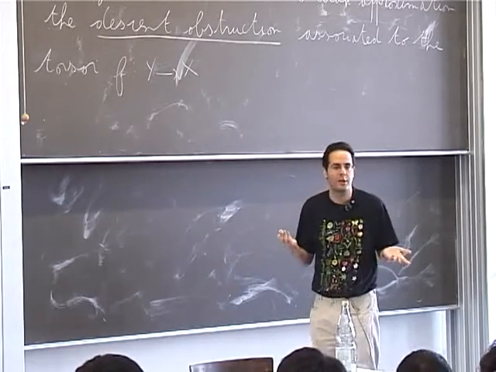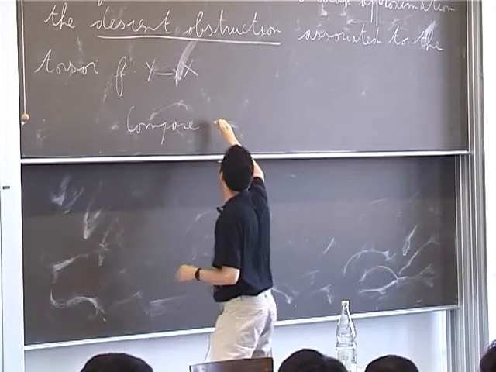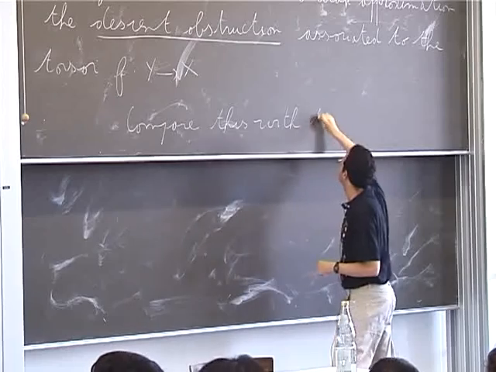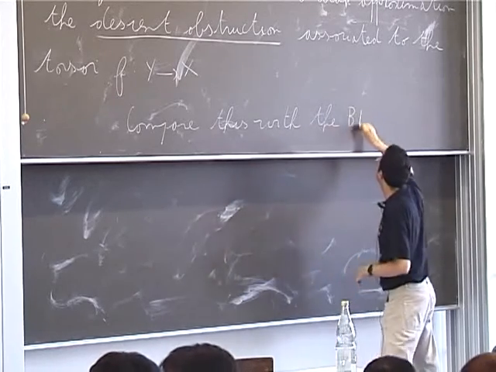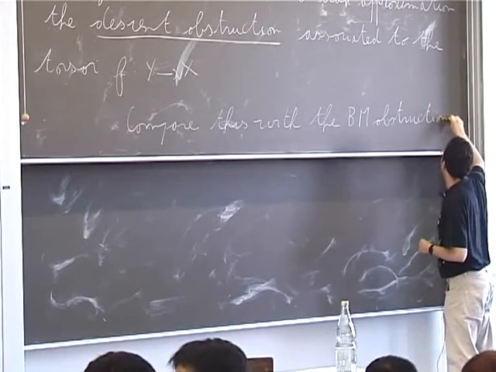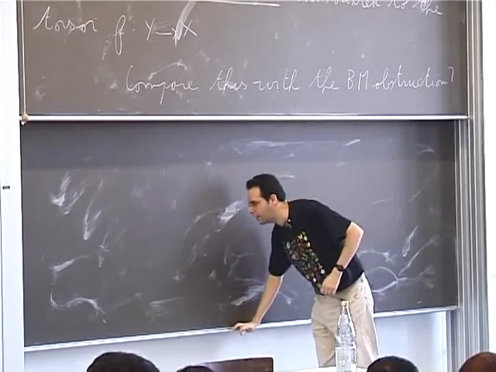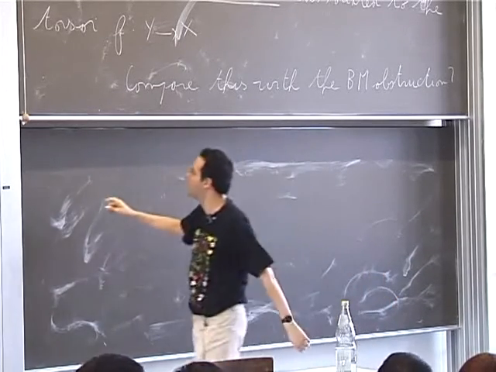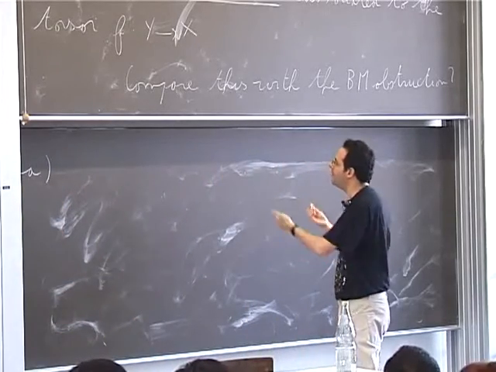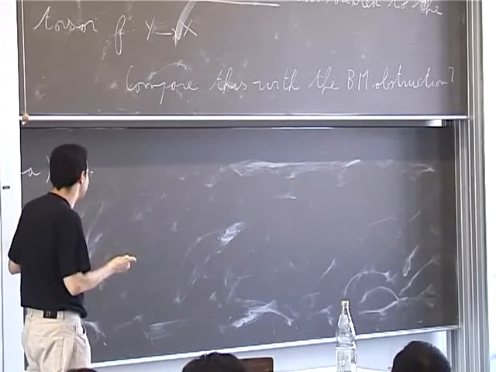And now the question is, compare this obstruction with the classical Brauer-Manin obstruction. So today I'm not going to give a general answer to this question, but I will give examples. The first very important case is the case of a group of multiplicative type. And this is essentially the classical statement in descent theory.